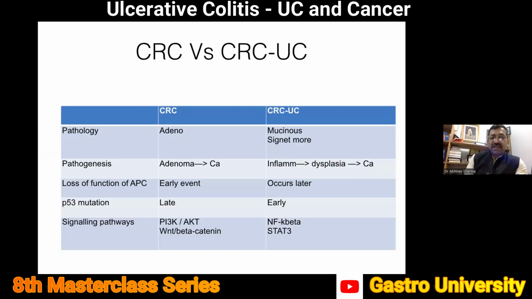This is the difference between sporadic colorectal cancer and colorectal cancer in the setting of ulcerative colitis. In ulcerative colitis, mucinous and signet cell varieties are found more often, and the pathogenesis is slightly different. In sporadic colorectal cancer, we all know the adenoma-carcinoma sequence with loss of function of the APC gene, while in ulcerative colitis, chronic inflammation leads to dysplasia, and dysplasia leads to cancer. The signaling pathways, mutations and timing of mutations are different. So probably this is a slightly different disease as compared to sporadic colorectal cancer.